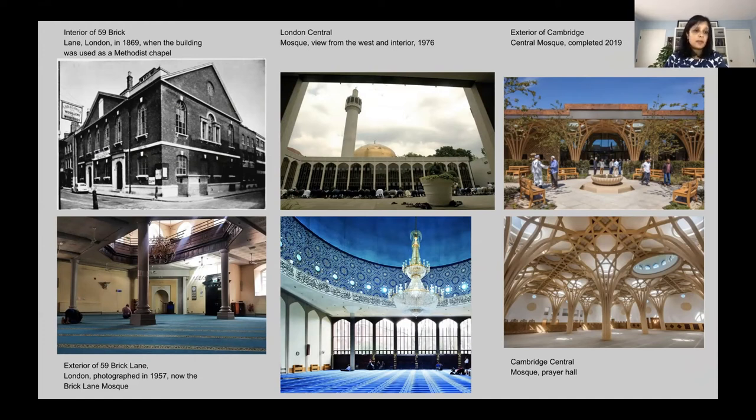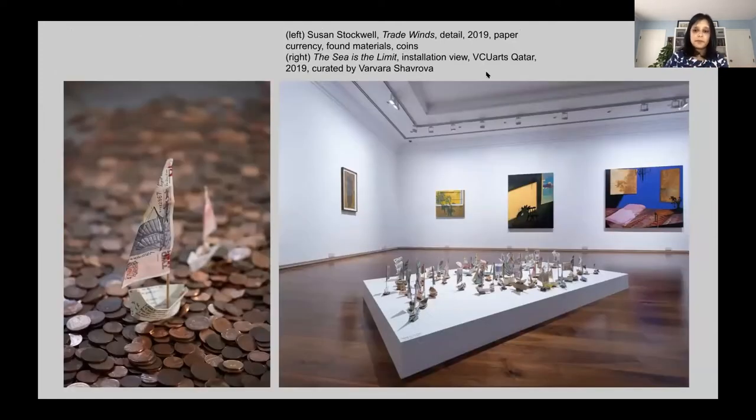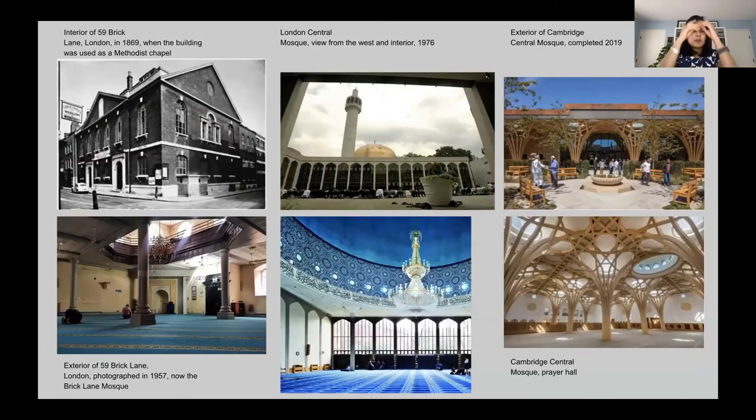She started with the construction of the Brick Lane Mosque, which used to be a Methodist building before and then was converted into a mosque, with then the creation of the first standalone mosque, the Great Mosque in London, and then more recently, the creation of the Cambridge Mosque in the city of Cambridge.